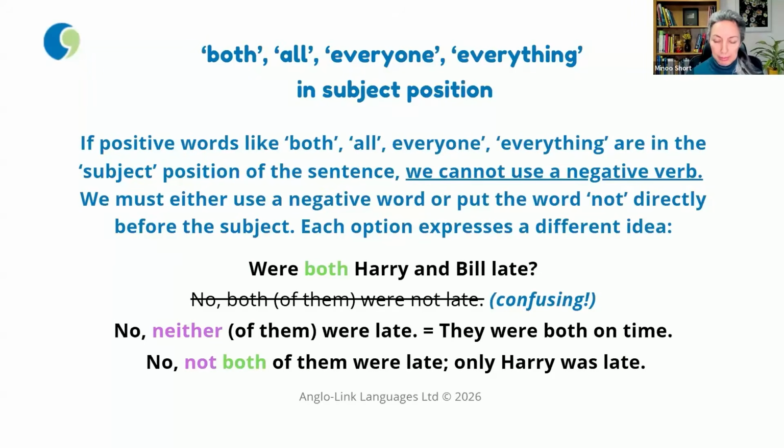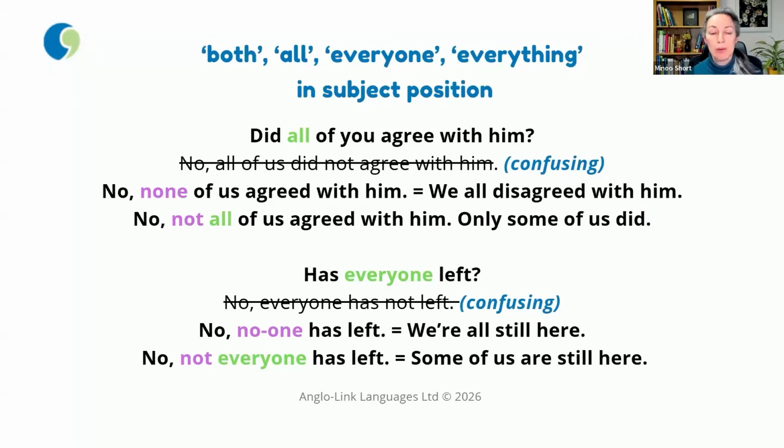Let's look at 2 more examples. With all, for example, did all of you agree with him? Avoid saying, no, all of us didn't agree with him. We don't know what you mean. 2 possibilities. No, none of us agreed with him, which means we all disagreed with him. Or, no, not all of us agreed with him, means only some of us did.